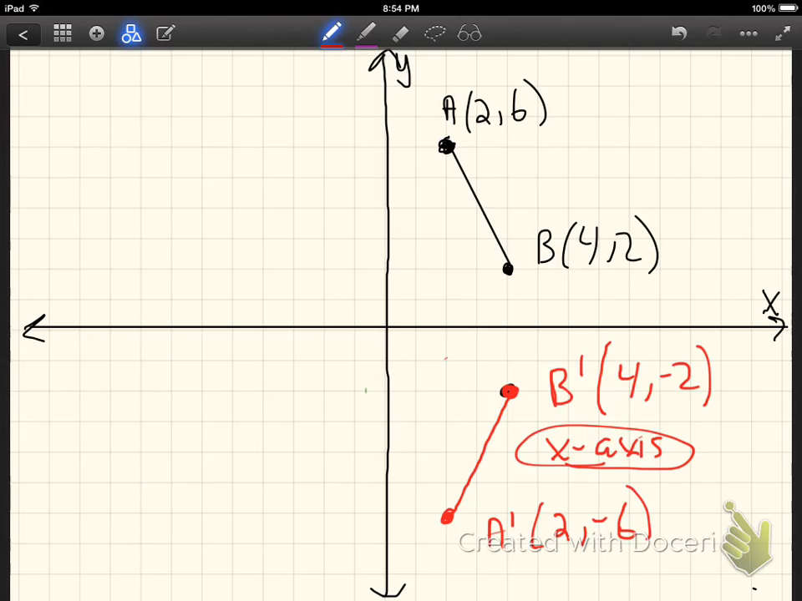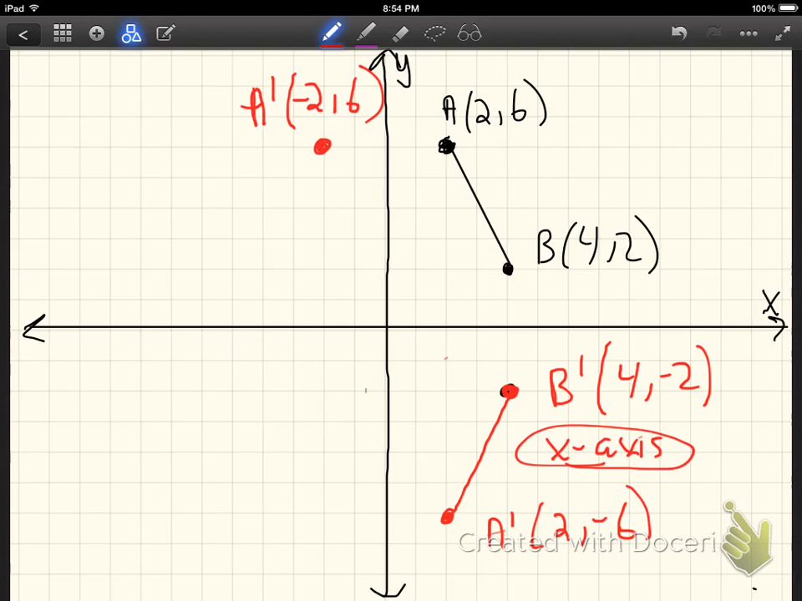Notice when you reflect about the x-axis, you get a mirror image on the other side of the x-axis. Okay, now we're going to go about the y-axis. This time the points are the same distance on the other side of the y-axis from the original. You keep the y's the same and you change the x's to the opposite. So the point A, which was 2 units to the right of the y-axis before, is now 2 units to the left. So that's -2, but the y-coordinate stays the same.